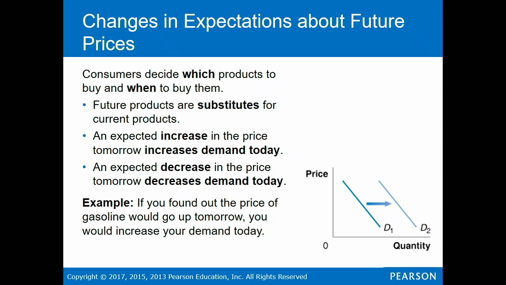So you can think of future products as substitutes for current products. They serve the same need, but just at a different time. So if you expect the price is going to increase tomorrow, you're going to buy more today. Obviously it's going to be more expensive tomorrow, so you jump on it now while you have the chance. And if you expect the price is going to decrease in the future, you're going to decrease demand today. You're going to wait until it goes on sale.